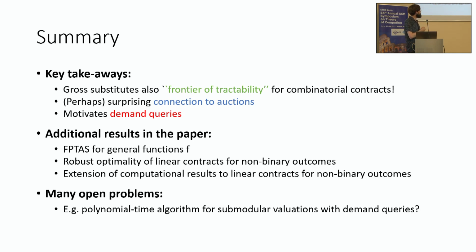I think there are a number of additional results that we have in the paper. So we have an FPTAS for general F. Coming back to what Inbal did in the first half, we also have a robust optimality result for linear contracts in this setting. So with non-binary outcomes, linear contracts turn out to be max-min optimal, and then all our positive computational results translate to optimal linear contracts. I think there are some very nice open questions here, motivated by this connection, for example, to demand queries. For submodular valuations, where this set of critical alphas, this orbit, can be of exponential size, can we use, for example, demand queries to get a good approximation?